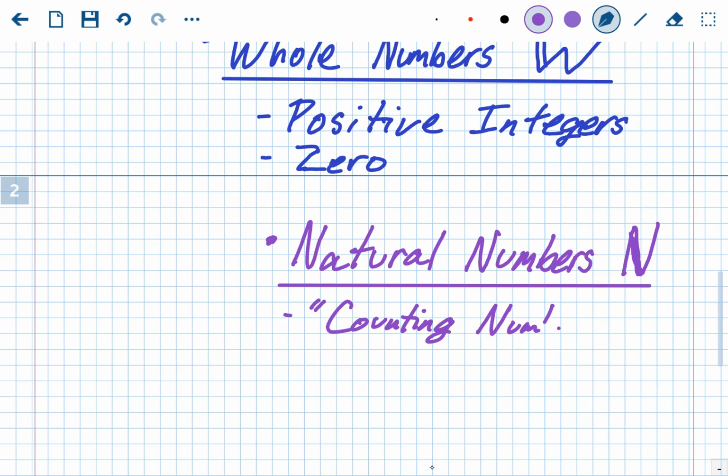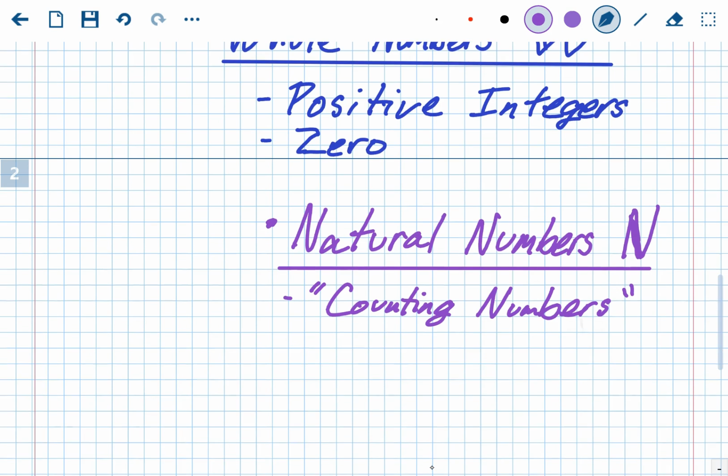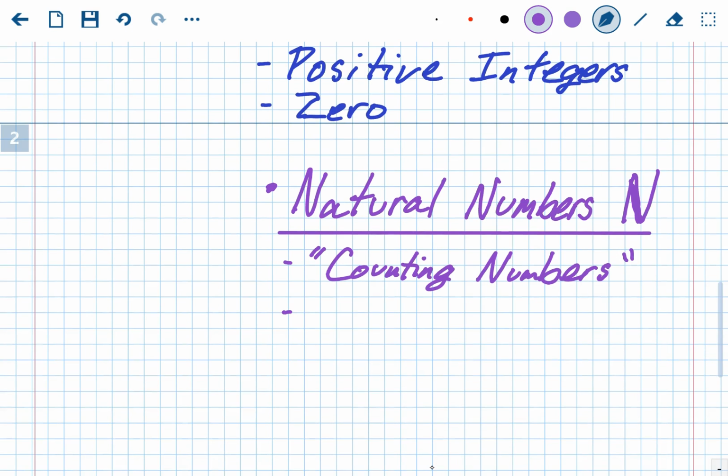So when you start counting, what do you start at? Do you start at 0? You don't. When you're counting something, you start at 1. So counting numbers or natural numbers are all the whole numbers, but not 0. So it's all the positive integers, not including 0. 0 is not positive. It's not natural.